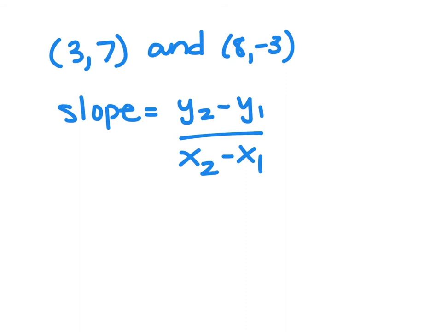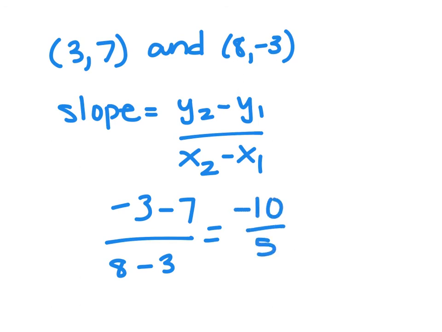Let's find the slope of the line that travels through 3, 7, and 8, negative 3. As a reminder, our slope formula is y2 minus y1 divided by x2 minus x1. Let's simply begin by substituting. So y2 is negative 3, y1 is negative 7. We'll place that over x2, which is 8, minus x1, which is 3. This gives us negative 10 over 5, which simplifies to negative 2. So your slope is negative 2.